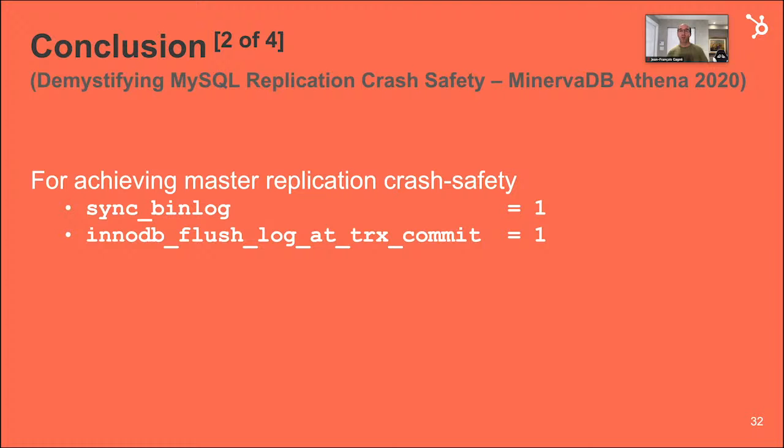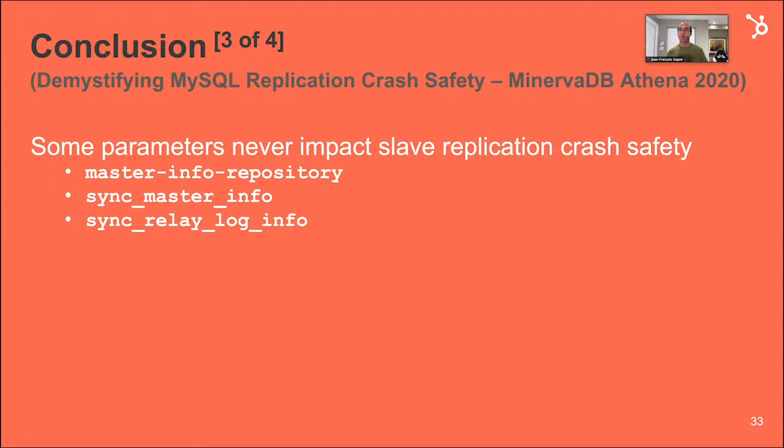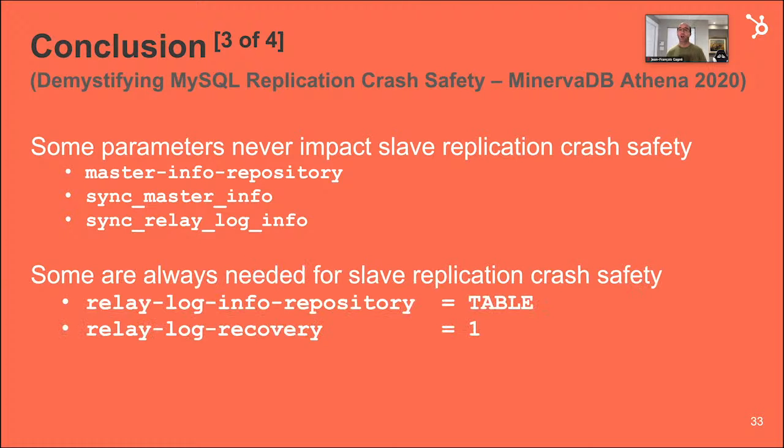If you want master replication crash safety, sync bin log equal 1, TRX commit equal 1. That's simple. That's all you need. It's more complicated for slave replication crash safety. So some parameters never impact replication crash safety. So forget about those. Sometimes people think they're useful for replication crash safety. I don't think they are. Some parameters are always needed for replication crash safety. Make sure you use them.